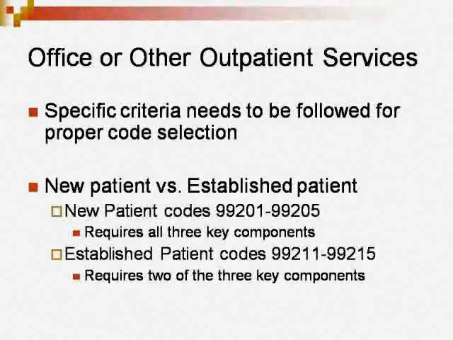The first category of codes are office visits. These codes are determined by whether the patient is new or established. Please pay close attention to the code description. New patient codes require that all three key components are met in order to assign the code. However, established patient codes only require two of the three key components.